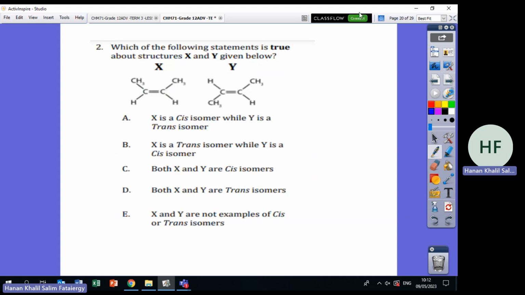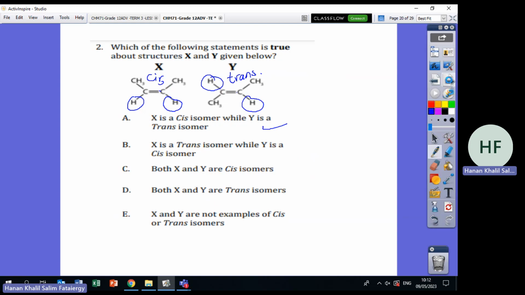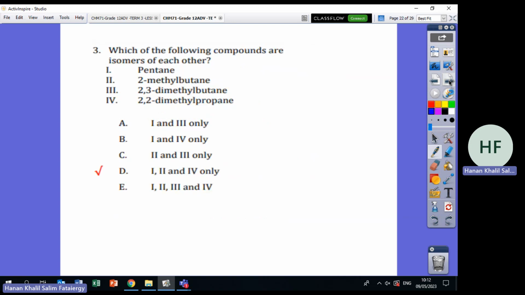Okay. Now what is true about these two structures? Of course you saw the double bond: H's on the same side, this is cis; H's on opposite sides, this is trans. Okay, so these are called geometric isomers. X is cis and Y is trans, of course that's correct. X is trans, that's not. Okay, you read the rest of the questions and you check the answers.